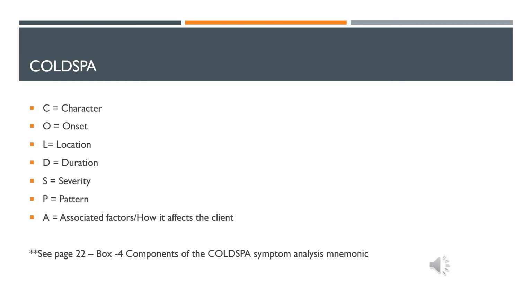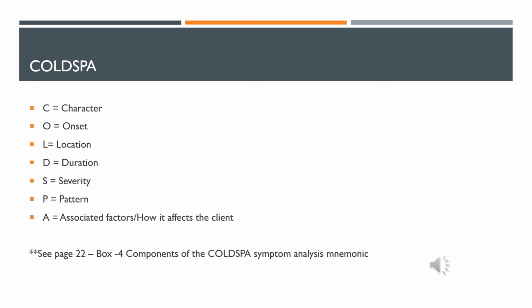This COLDSPA is a mnemonic that will help you analyze your client's symptoms. It's often used when you're asking a client about pain. In your textbook, box 2-4 has some examples of different questions that you would ask to get the answers for this mnemonic. So for example, if you're trying to have the client describe the pain, for character, what does the pain feel like is a good question. You always want to know when it has started.